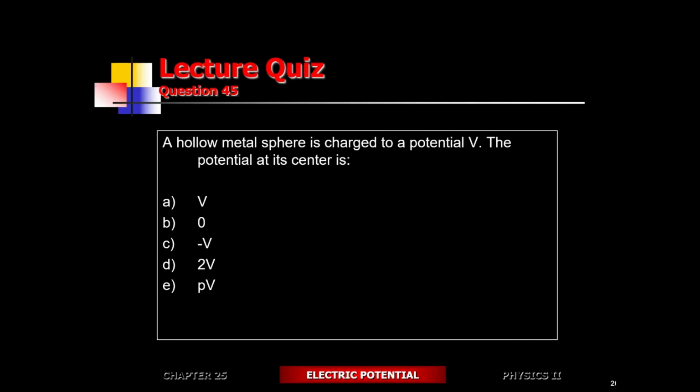There's no potential difference. The potential difference is 0, which means that the inside potential is going to be the same as the outside potential. So if the outside is charged with potential V, the inside is going to be at the same potential. The best answer is going to be V.